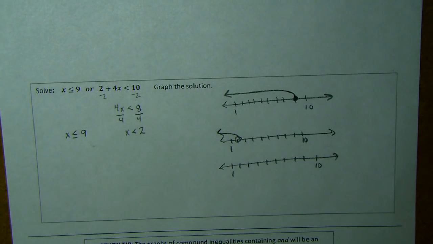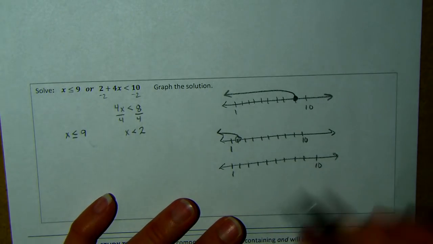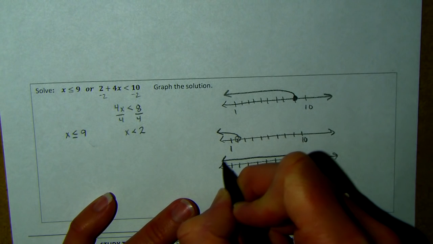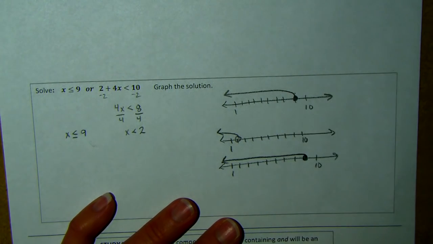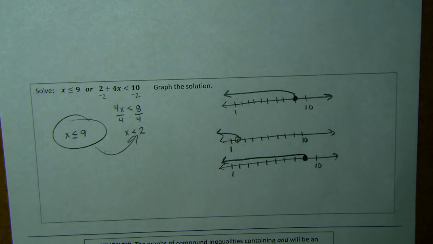And so if it's a union, if it's an or, if it works for one or the other, then the only one I need to use is this one, because that first one right here would include all of those answers as well. Everything less than 9 is going to include the ones less than 2.